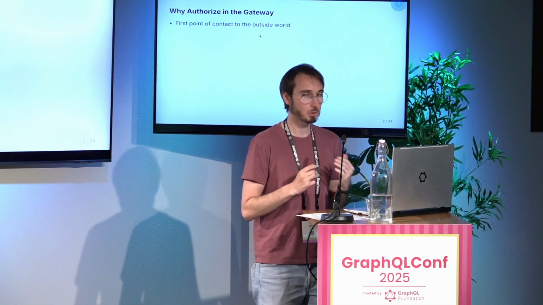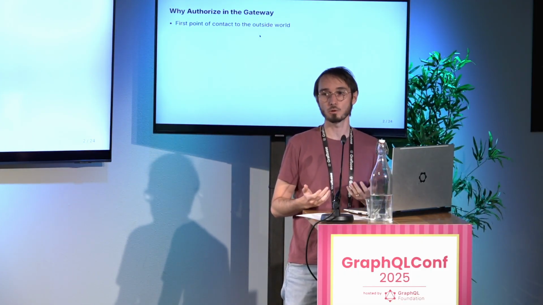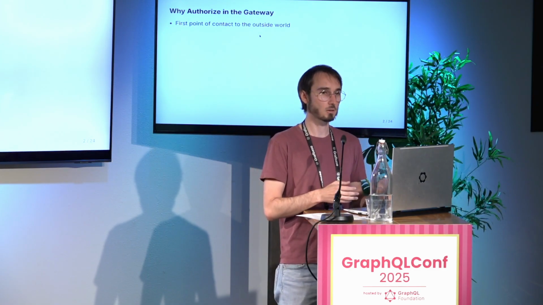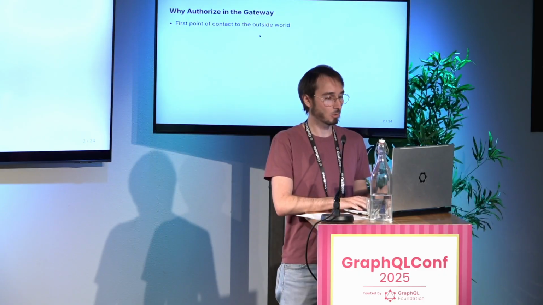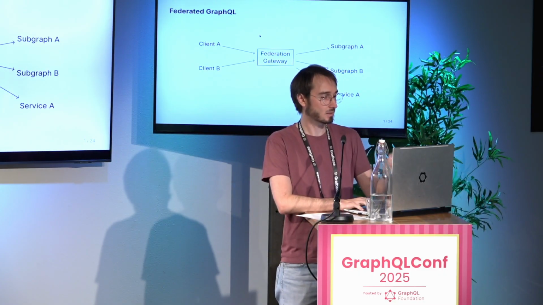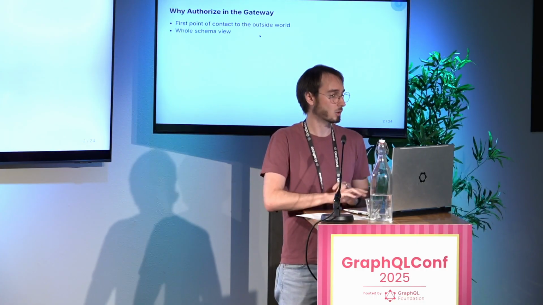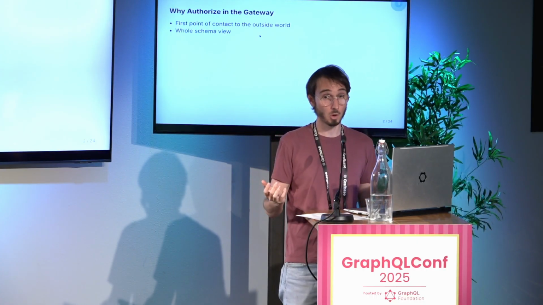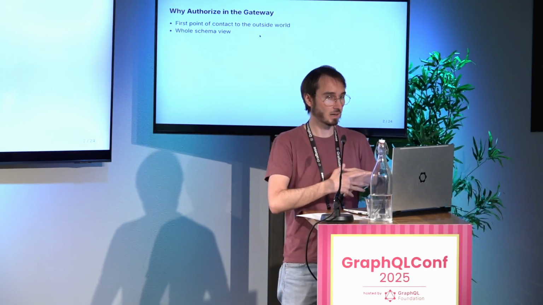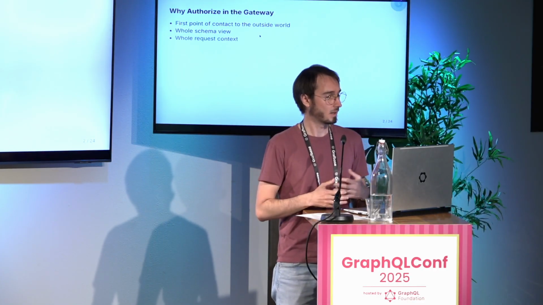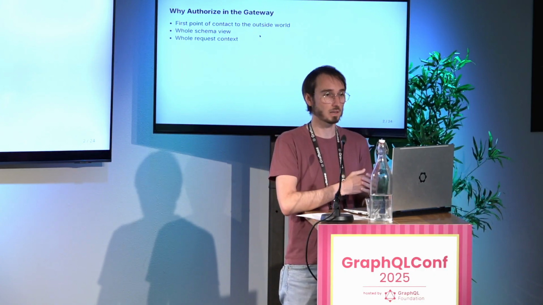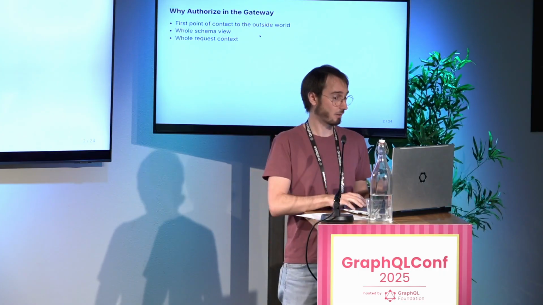Great, so I'm going to talk about authorization. Why would you want to do authorization in a Federation Gateway? It's not your own code, it's a third-party component. Why? So first thing is, it's the first point of contact with the outside world. So that's a good place to do authorization early. It has a view of the whole merged federated schema. So it knows what belongs in which subgraphs, and it has the whole view. It has the whole request context. It has the whole request from the client or from a previous gateway, and it can see everything.